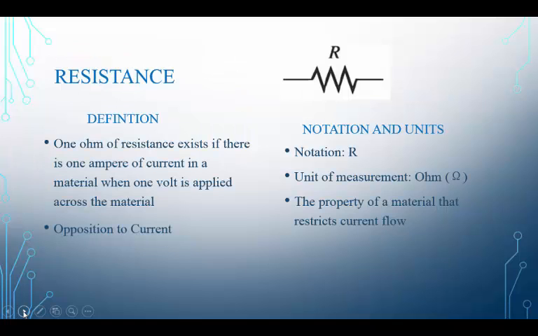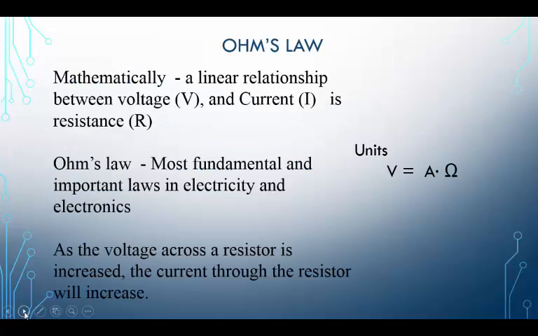Resistance. 1 ohm of resistance exists if there is 1 ampere of current in a material when 1 volt is applied across the material. It is an opposition to current. The unit of measure is an ohm, and this is a property of a material that, while it allows current to flow, restricts the amount of that current.